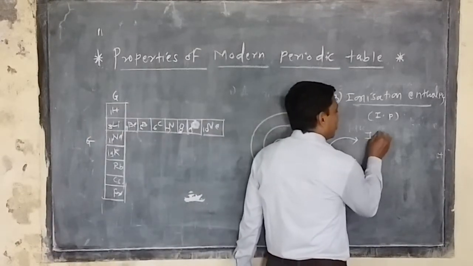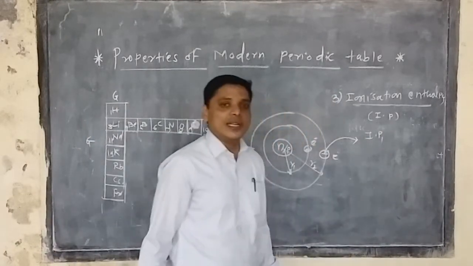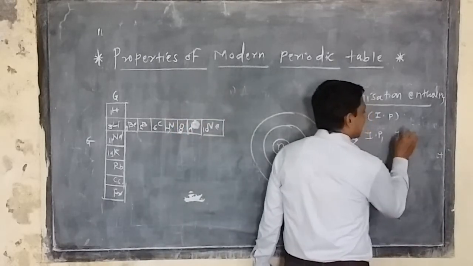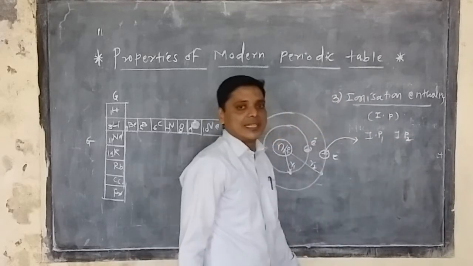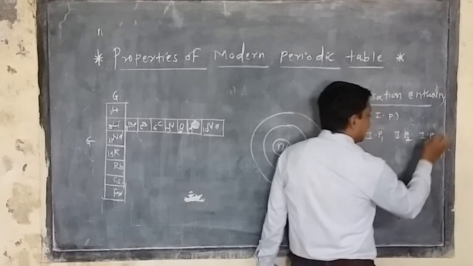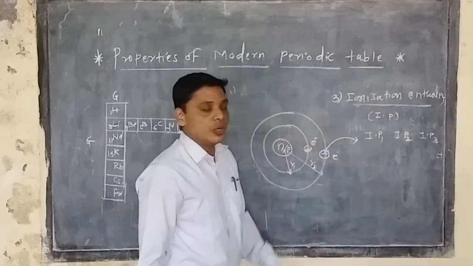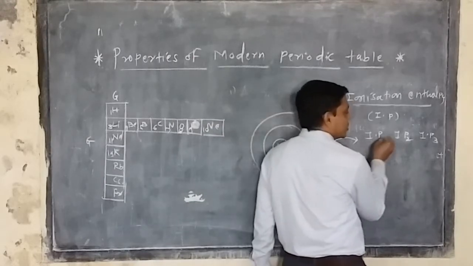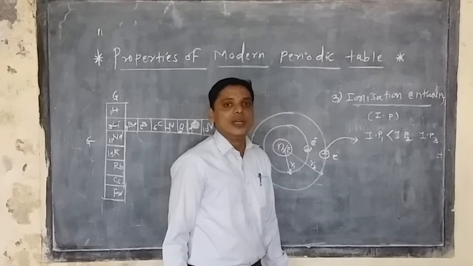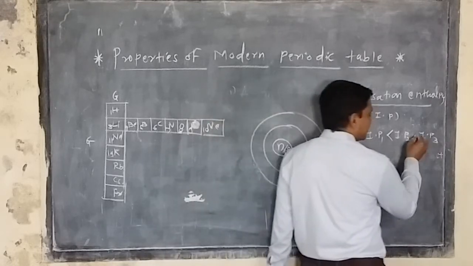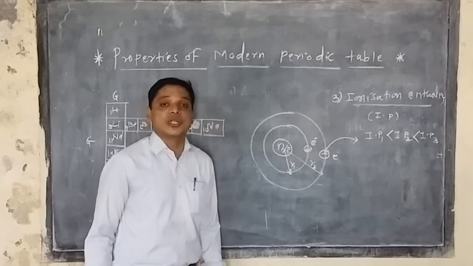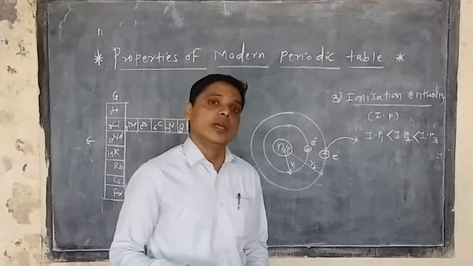Actually, there are three types of ionization enthalpy. The first electron removed and the amount of energy required is the first ionization enthalpy. Similarly, when the second electron is removed, it is the second ionization enthalpy. And when the third electron is removed from any atom, it is the third ionization enthalpy. The energy required for the second ionization enthalpy is much higher than the first, and for the third it requires maximum energy. So that's why the third ionization potential is always the highest.